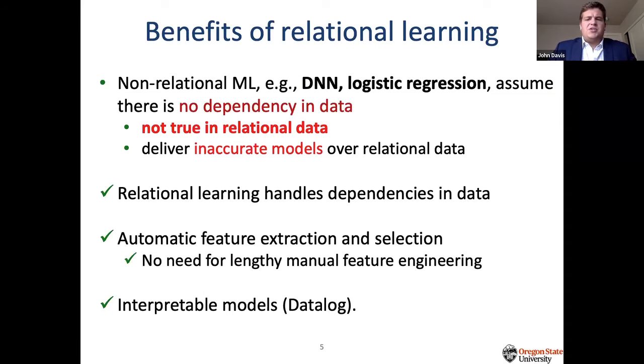Now, you may be asking, why not just convert the relational data into a flat file dataset that's effective for other machine learning models? This is because those models assume that there's no dependency in the data, which is not true with relational data. Thus, they're inherently led to inaccuracy. Relational learning, on the other hand, considers and uses the dependencies in the data. There's also no feature engineering required, which is common for other models, and it's also very costly. Finally, the output is extremely interpretable for most domain experts.